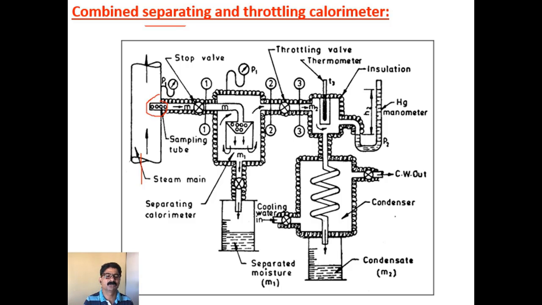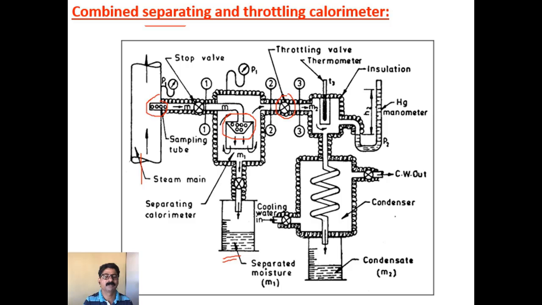Now it is passed through a separator unit here. Here there is a fine mesh type structure. Steam is made to impinge on that surface so that the suspended water particles are separated and collected at the bottom. By this you can find M1 or MF, the mass of liquid. The steam is now going through the throttling valve.